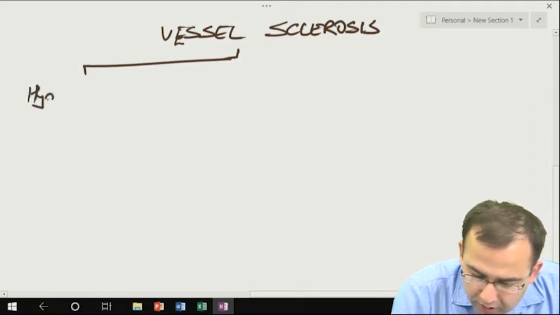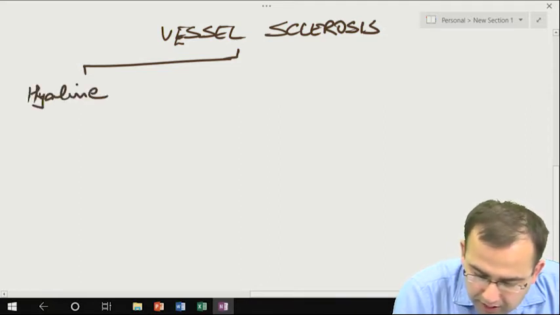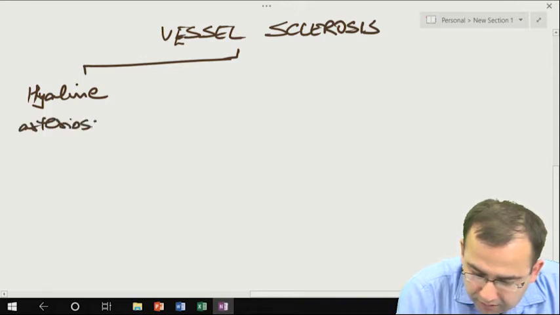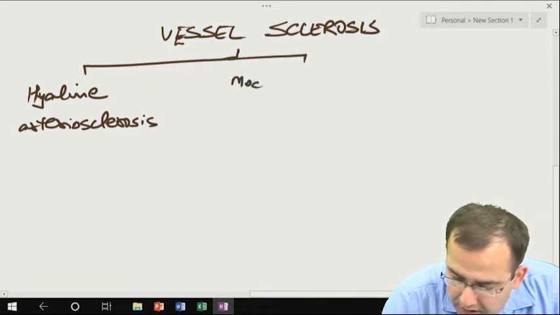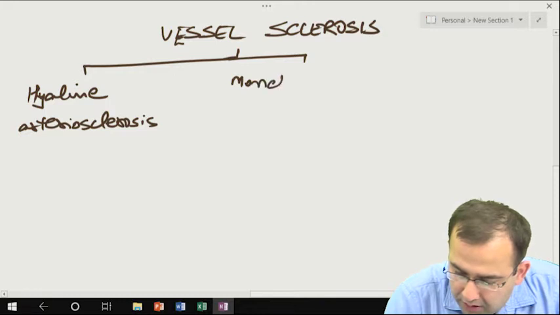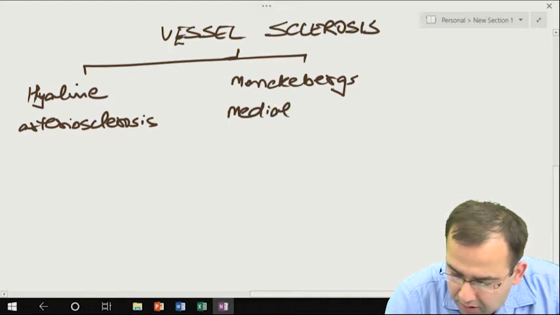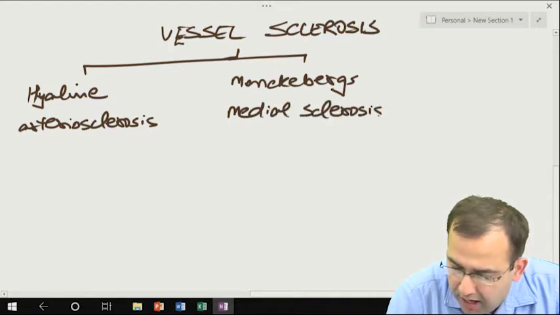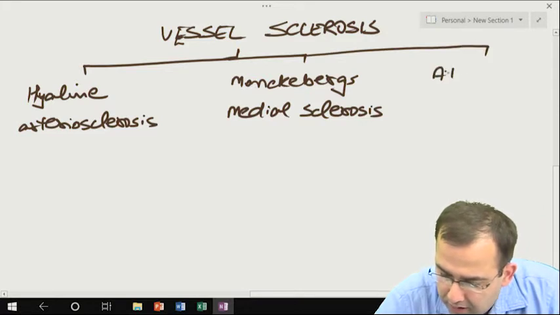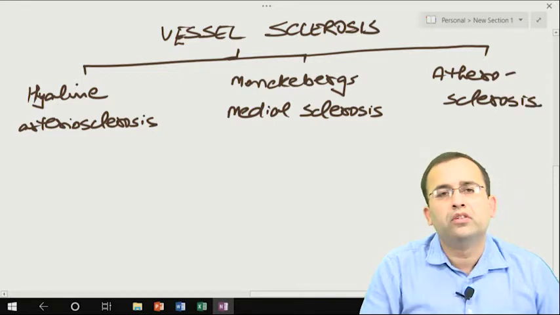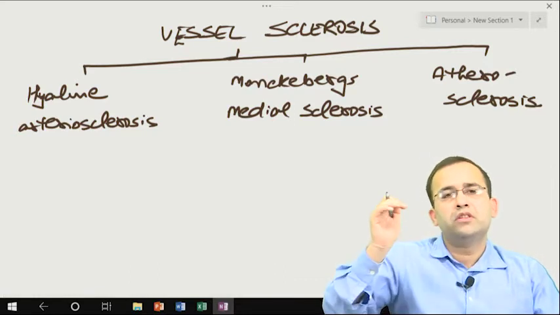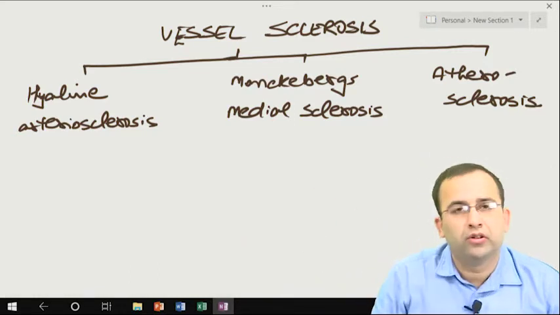Monkeberg medial sclerosis, and atherosclerosis. So I can divide vessel sclerosis into three types: hyaline arteriosclerosis, Monkeberg medial sclerosis, and atherosclerosis.